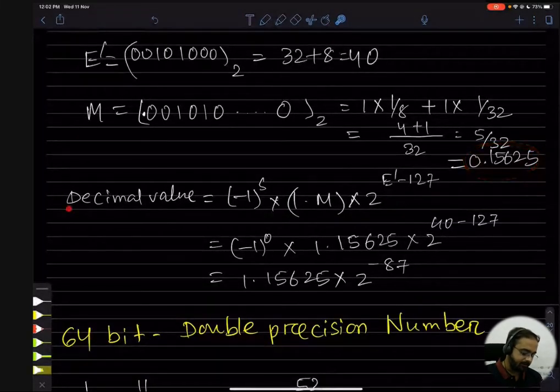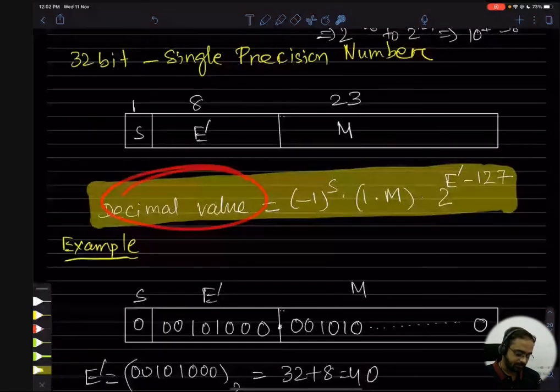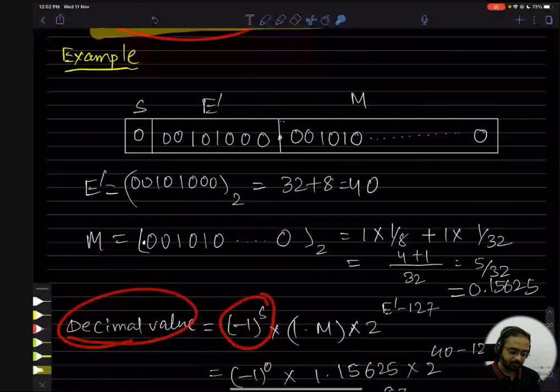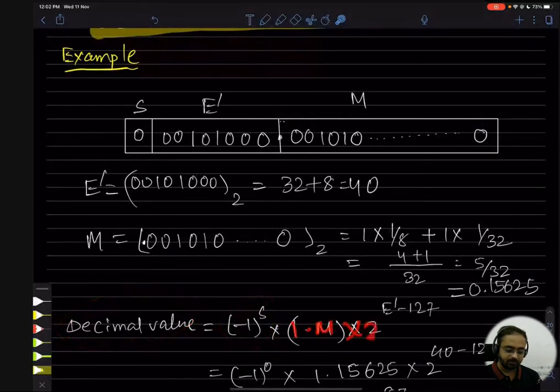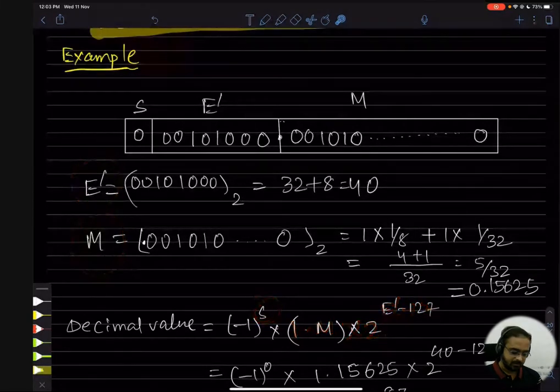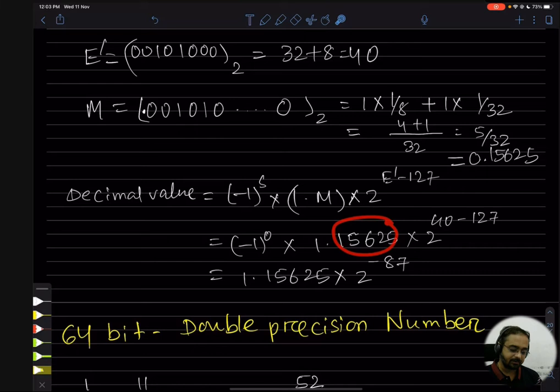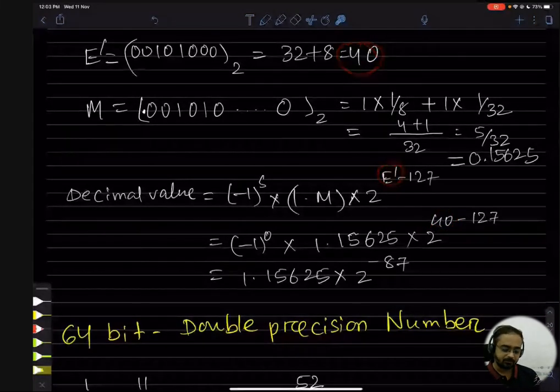Okay, so after this, this is our result. The rest, we will find the decimal value. How to find the decimal value? This is the equation: minus 1 to the power S, times 1 point M, times 2 to the power E dash minus 127. We already know E dash, we already know M, we already know S. S is equal to 0, so we have inserted S equal to 0. M you already found out as 0.15625, so 1.15625 is the significand, and E dash is 40, so put 40 here.